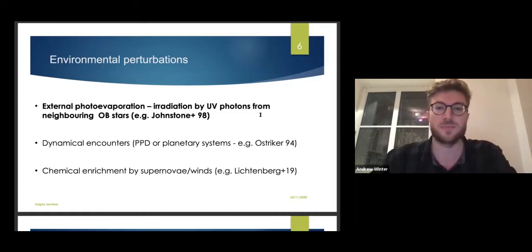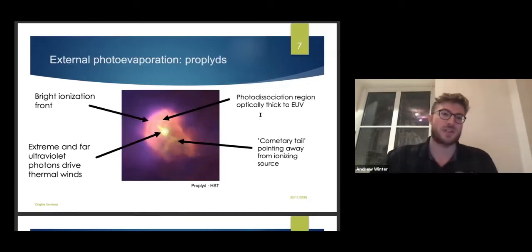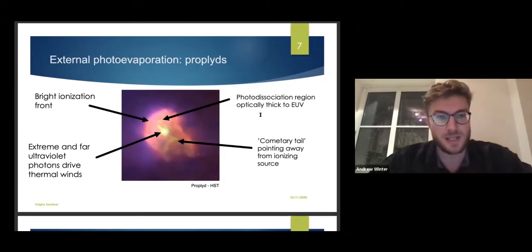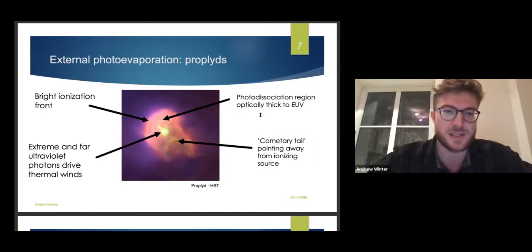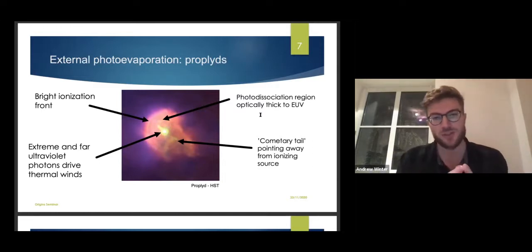And that is another possible mechanism that could have been important in the solar system itself. So to focus again on external photoevaporation, what do I mean? The first evidence of photoevaporation occurring was from the Orion Nebula cluster, where stars are irradiated by this massive 37 solar mass star, theta 1C. And what you see are these beautiful cometary-like structures.